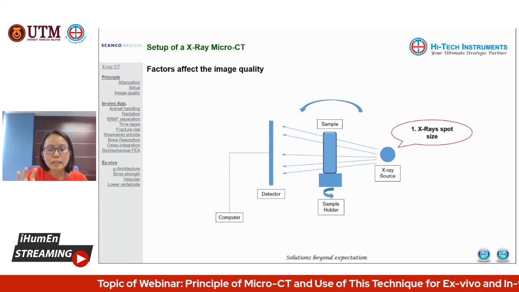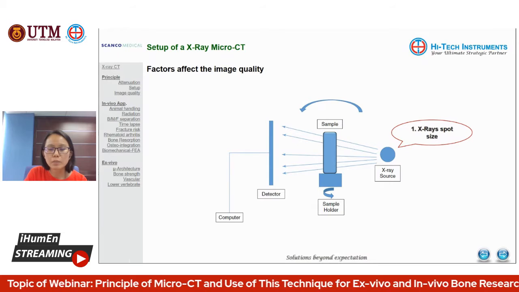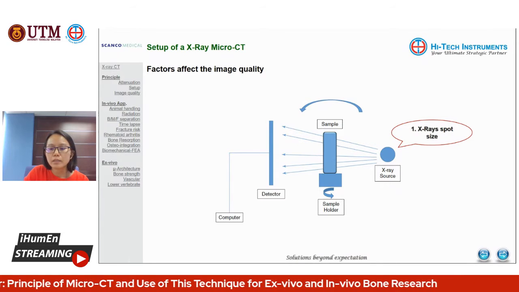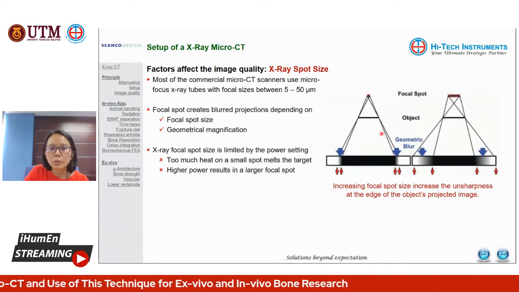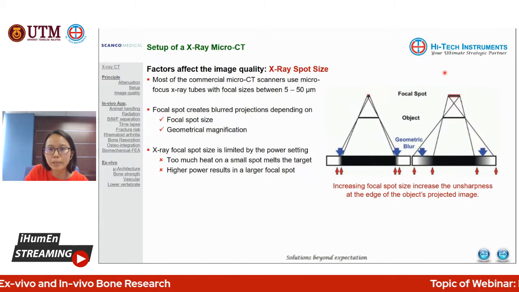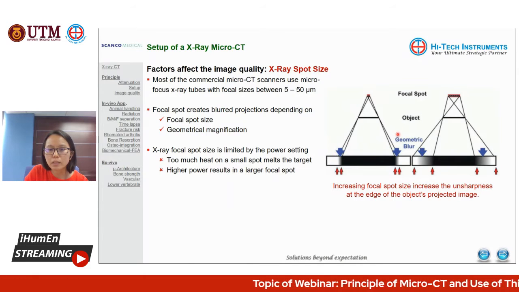So what is the effect of this X-ray spot size? You can see this one has a smaller focus spot size, and this one has a bigger focus spot size. So I can see here the geometric sharpness, the edge sharpness here.